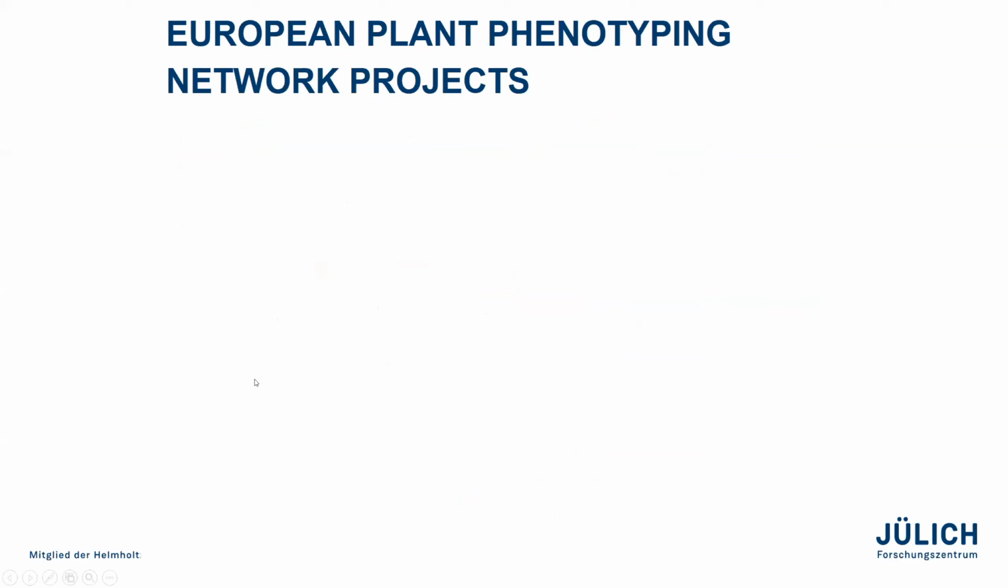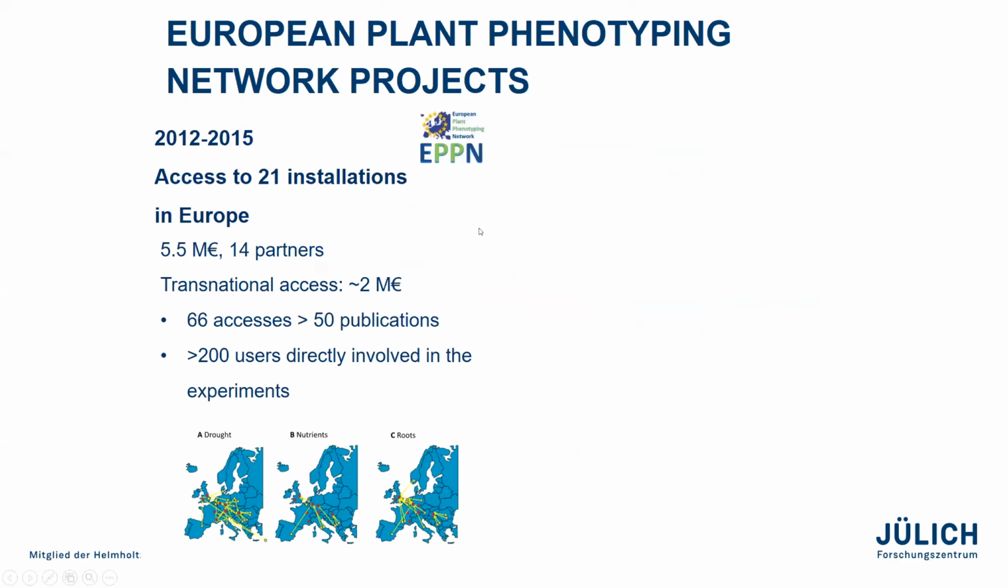So what is the reason for all these different phenotyping networks? In EPPN, we have the situation that we want to provide access to installations. And there was a first EPPN project, which started 2012 to 2015. It had 21 installations across Europe, and you see some of the links there on the maps below.